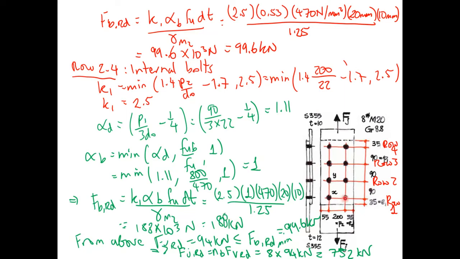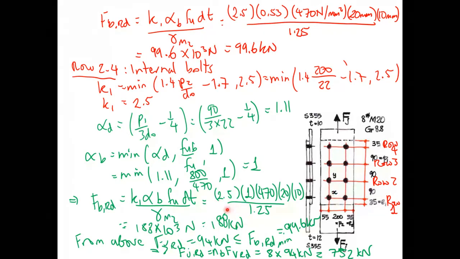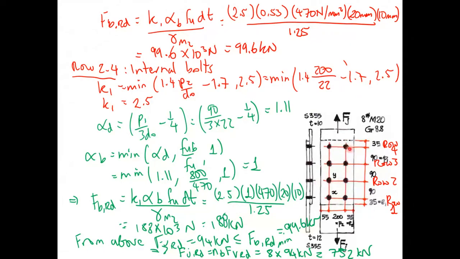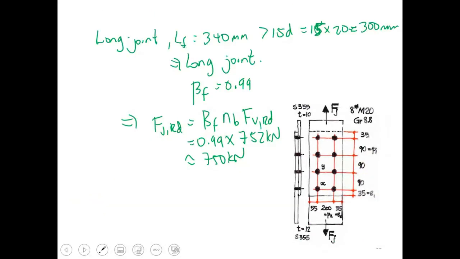But bearing in mind that we checked also for shear failure, and each bolt has a shear capacity of 94.1 kilonewtons. That's smaller than the edge bearing of 99.6 for row 1. It's also smaller than the bearing capacity of all the other 6 bolts internally. So what's driving the design of this connection is the shear capacity, which is 94 kilonewtons. So the overall capacity of the bolted connection is the 8 bolts multiplied by the shear capacity of each bolt, and that gives us 752 kilonewtons.